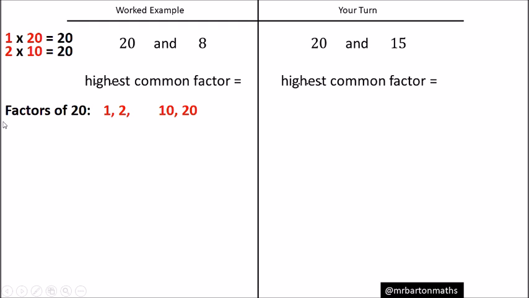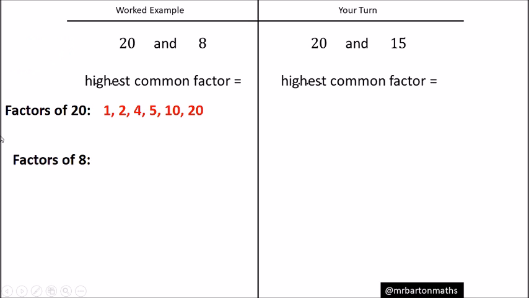Okay, I can think of some more factor pairs of 20. So 4 multiplied by 5 makes 20, which means that 4 and 5 are factors of 20. Okay, so this is my complete list. These are my factors of 20.